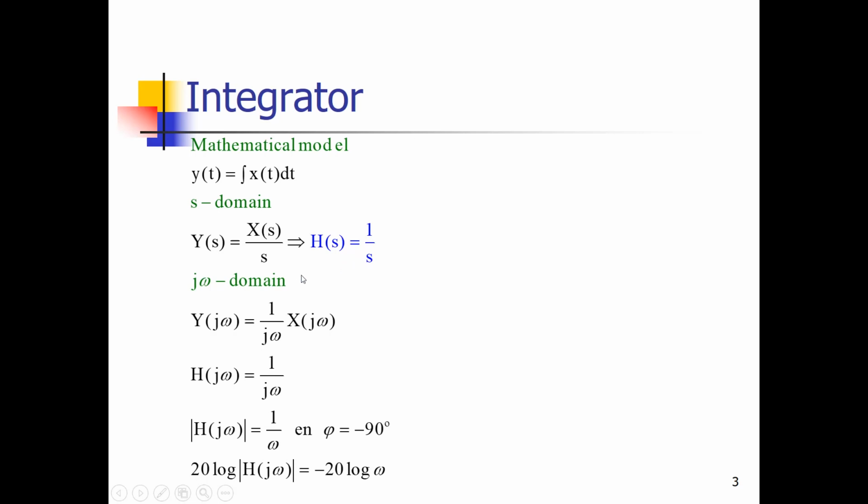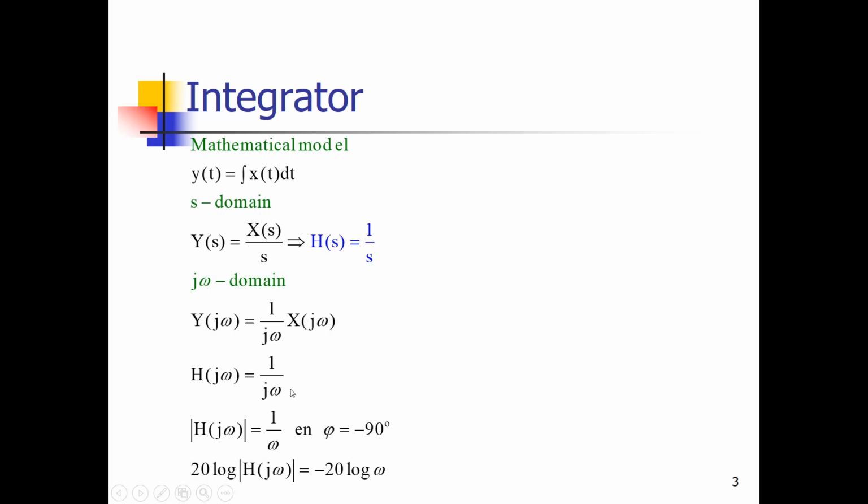In the j omega domain, we can replace s directly by j omega when we are looking only at harmonic signals. And then we get y equals x divided by j omega, or y equals 1 over j omega times x. So the transfer function in the j omega domain, the frequency domain, equals H is 1 over j omega. Again, s is replaced by j omega here.